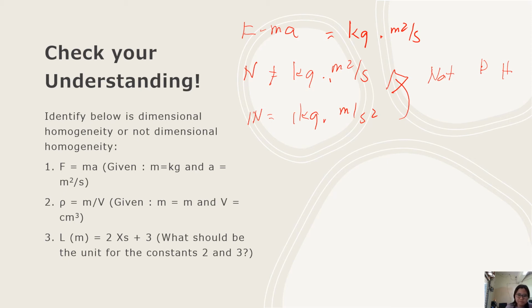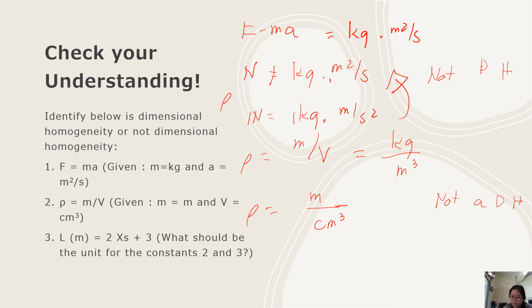For number 2, rho, density, is equivalent to mass over volume. Mass is in kilogram, which is the SI unit for mass, and the volume is cubic meter. Now, since the given is mass over cubic centimeter, again, this is not dimensionally homogeneous, because mass is not in kilogram, and the SI unit for volume is cubic meter. So we need to convert this to cubic meter. Okay.